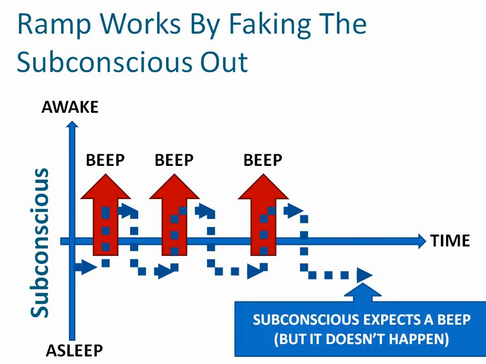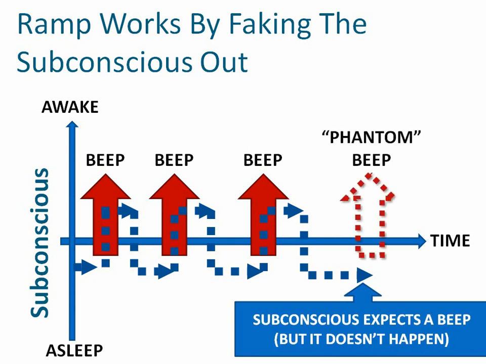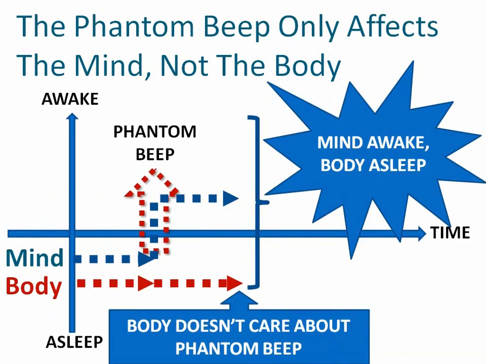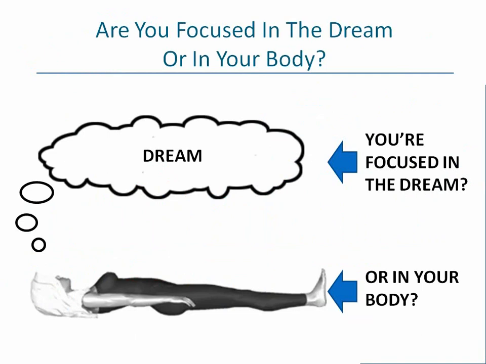This is enough to make you become spontaneously lucid in the middle of a dream in expectation of the phantom timer beep that never happens. The phantom beep can also give you waking sleep paralysis because the body continues to sleep and doesn't care about the phantom beep. Whether you get a lucid dream or OBE from this depends on where you're focusing at the moment of the phantom beep, either in the dream or on your physical body.